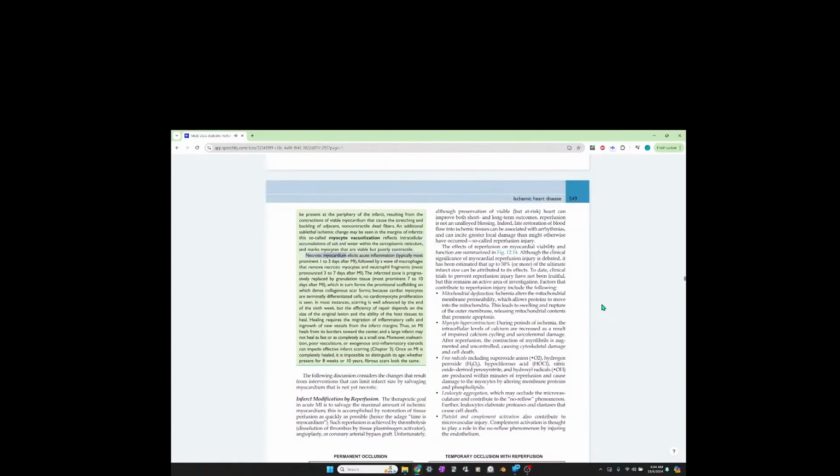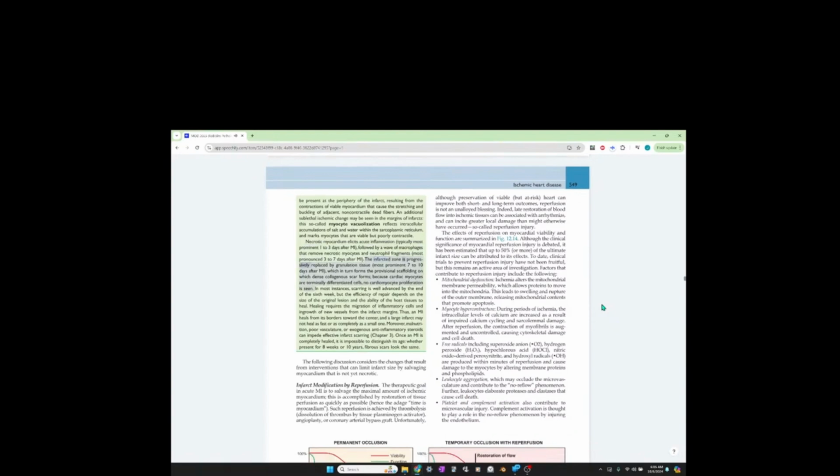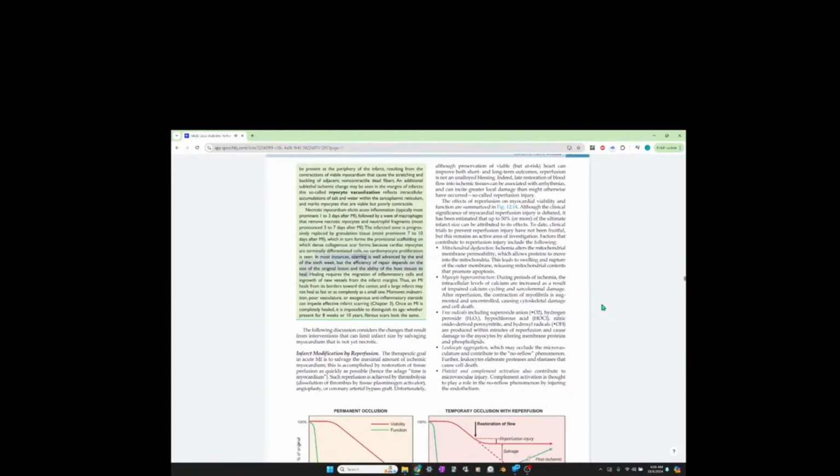Necrotic myocardium elicits acute inflammation typically most prominent 1 to 3 days after MI, followed by a wave of macrophages that remove necrotic myocytes and neutrophil fragments. The infarcted zone is progressively replaced by granulation tissue, which in turn forms the provisional scaffolding on which dense collagenous scar forms. Because cardiac myocytes are terminally differentiated cells, no cardiomyocyte proliferation is seen. In most instances, scarring is well advanced by the end of the 6th week, but the efficiency of repair depends on the size of the original lesion and the ability of the host tissues to heal.